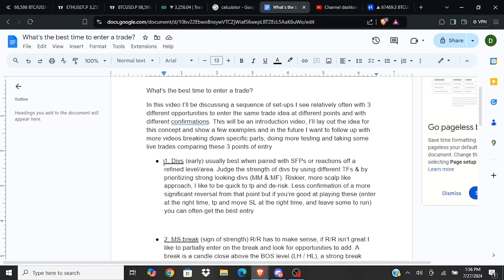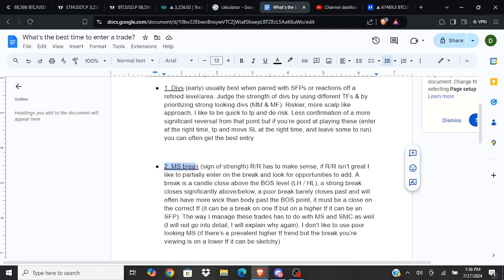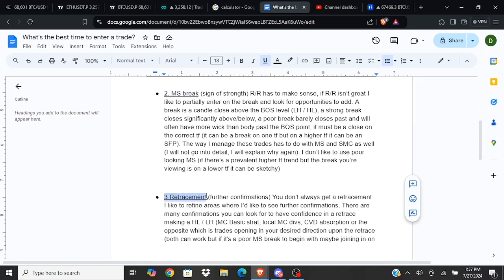And that sequence is, well, typically you will see divergences before you see a market structure break or a change of market structure, a change of trend. And then often, once you see a change of trend, that is when you can see a retracement with further confirmations. Confirmations such as market cipher basic strategy, or local market cipher divs, or CVD absorption.